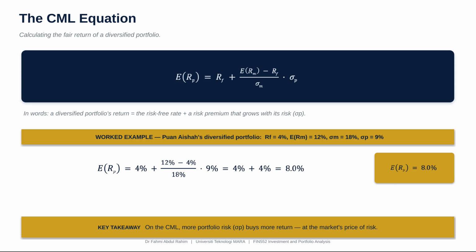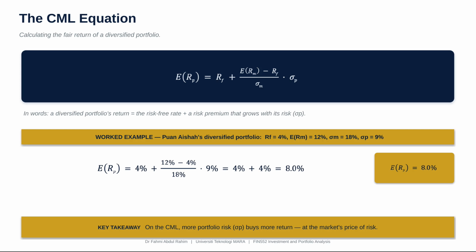In plain words, and this is the intuition, a diversified portfolio's return equals the safe risk-free rate plus a risk premium that grows in proportion to how much risk sigma P the portfolio takes. Let me work the example featuring Puan Aisha. Her figures are: the risk-free rate is 4%, the expected market return is 12%, the market standard deviation sigma M is 18%, and her own portfolio's standard deviation sigma P is 9%.